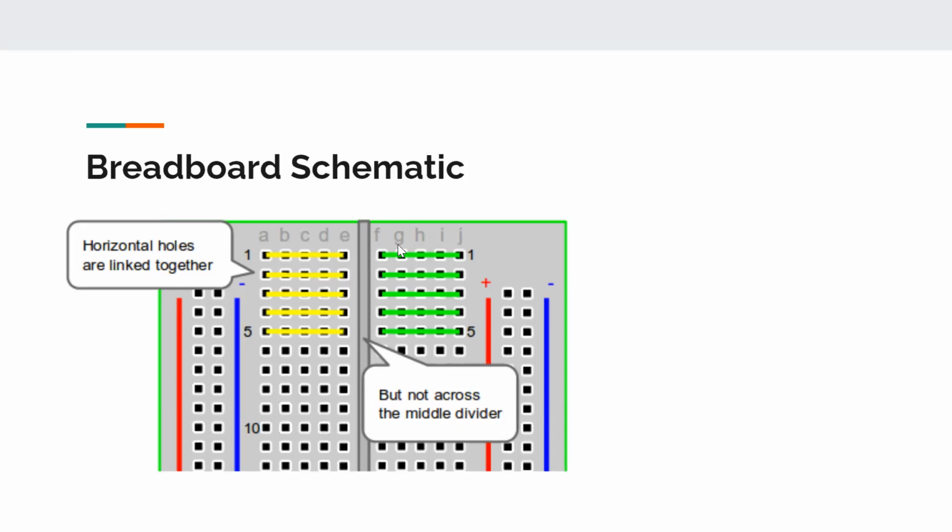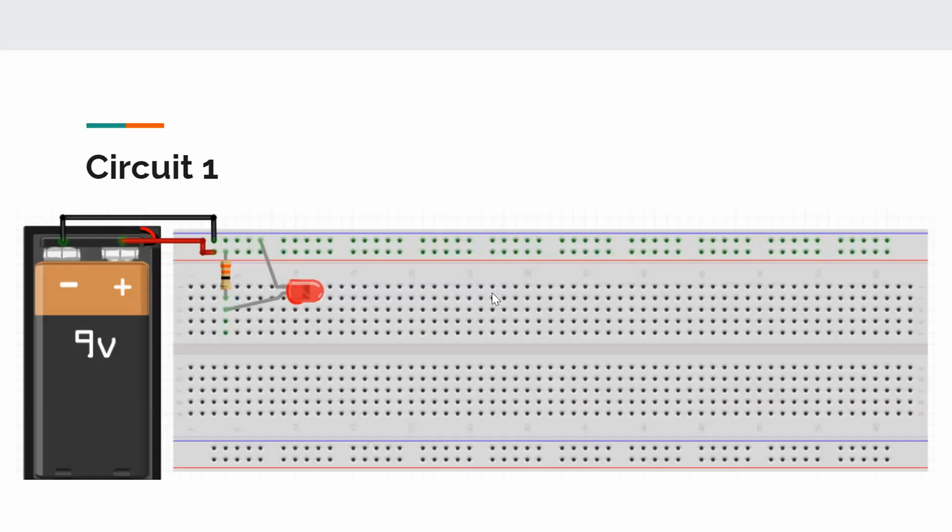And then these horizontal ones are all linked. So anything on this line is connected, anything on this line is connected, but these two are not connected, right? And so that's pretty much how a breadboard works. And so this is how our first circuit's going to work.